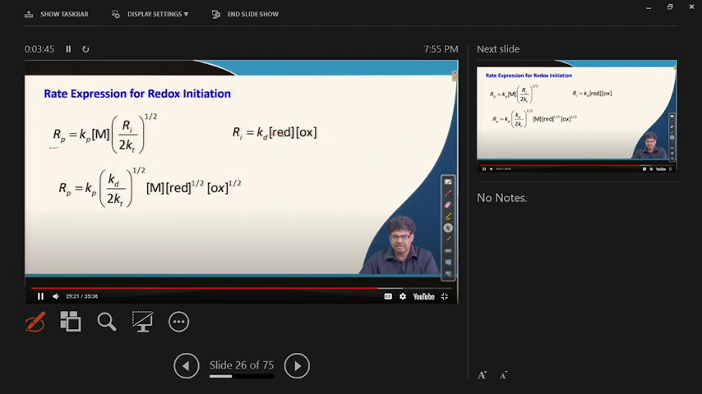So here also the rate of polymerization is equal to Kp [M] Ri upon 2 Kt. Okay, but here Ri, the rate of initiation, is equal to Kd times the concentration of the reductant and the concentration of the oxidant. Okay, so if you put the Ri value here, you will be able to find this expression, Rp equal to Kp [M] times Kd upon 2 Kt, with the reductant and oxidant concentrations, so you will be able to find this equation.